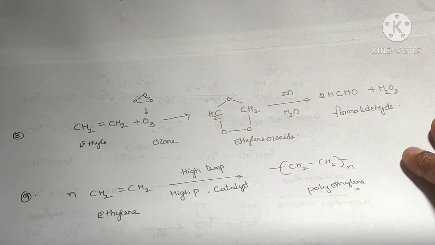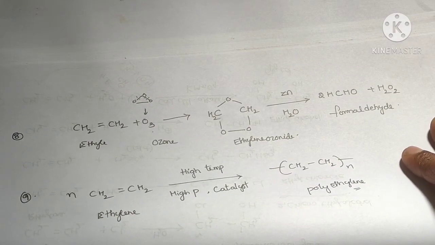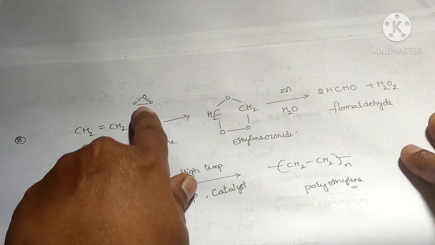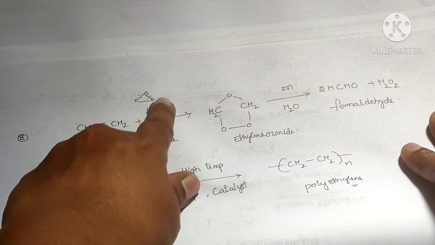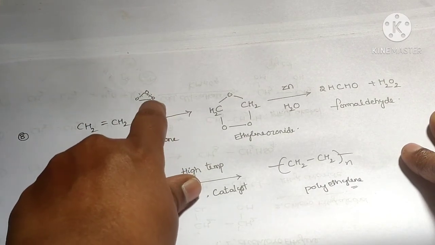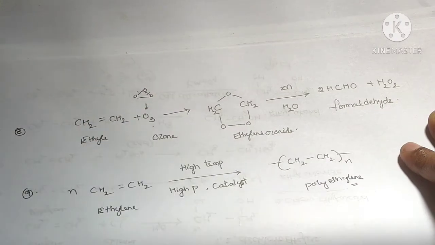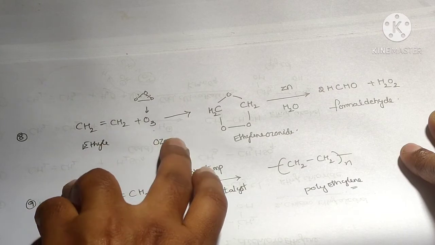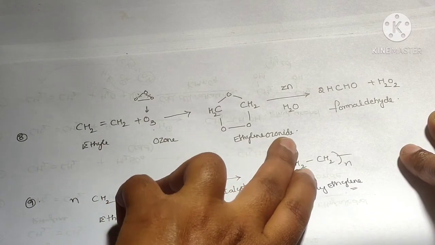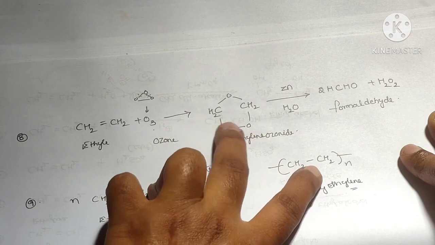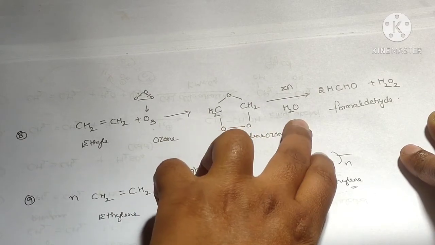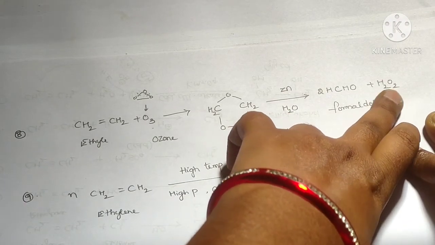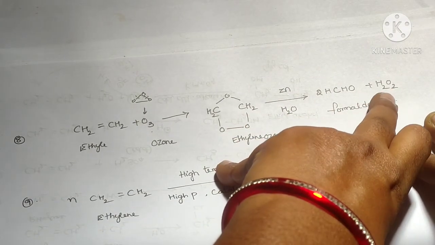And the next property is ozonolysis of ethylene. To ethylene we add ozone. The ozone structure is a cyclic structure, O bond O bond O, a triangular compound where every corner has an oxygen atom. This is the ozone structure. Ethylene is added to ozone. It produces ethylene ozonide. And then reduction with zinc and H2O produces formaldehyde and hydrogen peroxide.